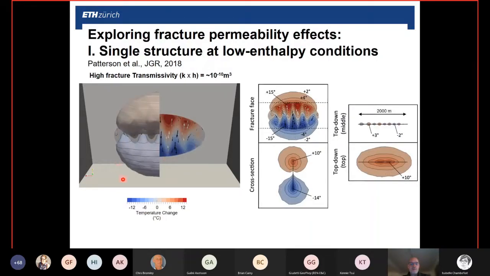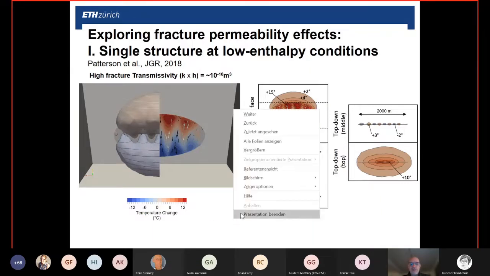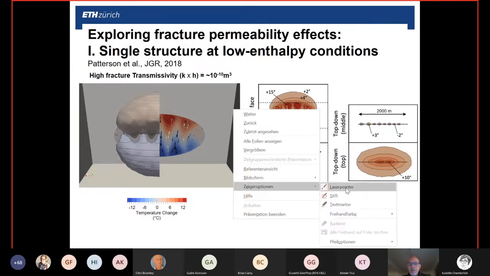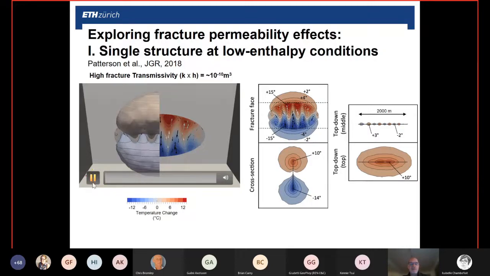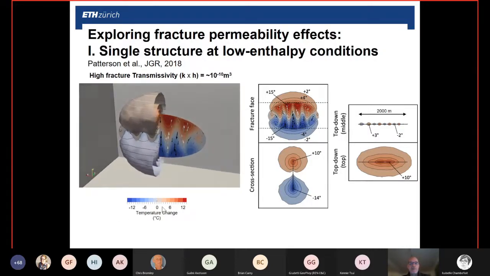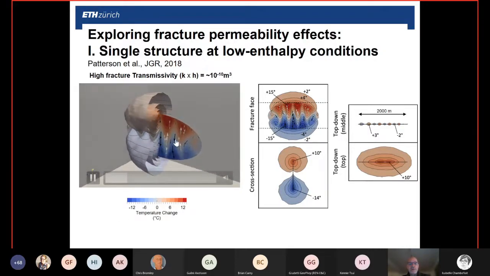So then maybe I just get rid of this and then, see, so this was the video. It shows now, turning around, how the thermal anomalies look, etc., etc.